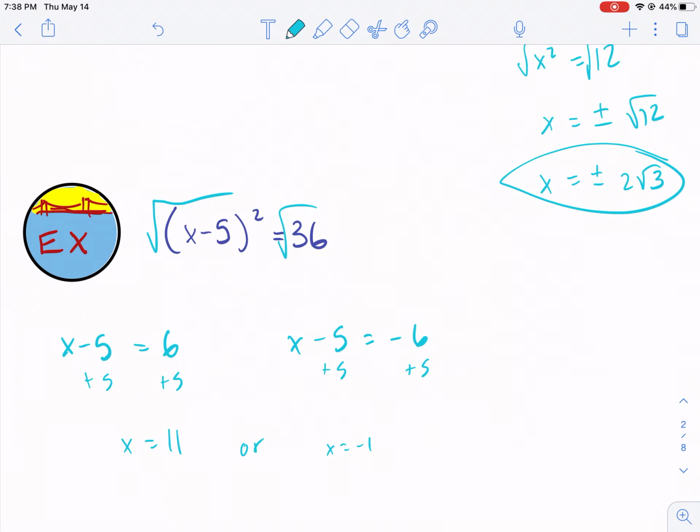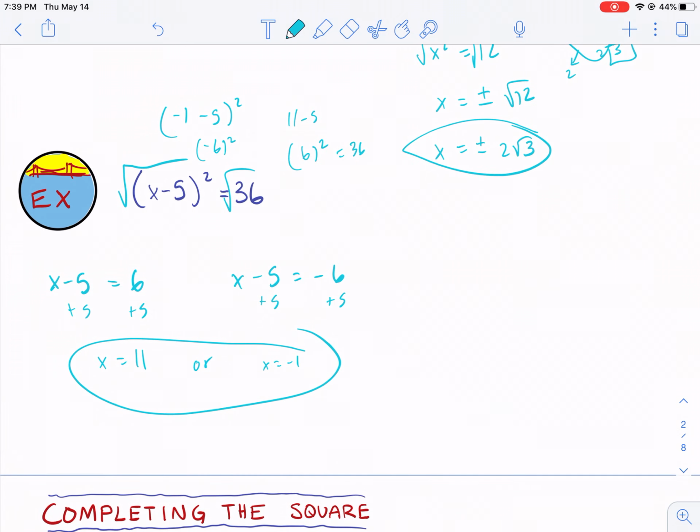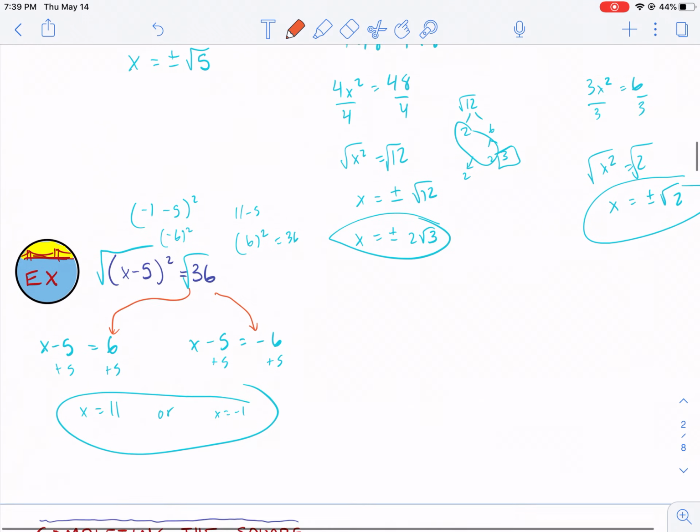We have two answers, just like we did with all the other ones, and we can verify this. So if we have -1 minus 5, and we square that, well, -1 minus 5 is -6. We square that, we get 36. If we have 11 minus 5, that gives us 6. We square that, we get 36. So both of these are the correct answer. Make sure you account for that by splitting it up into a +6 and a -6.